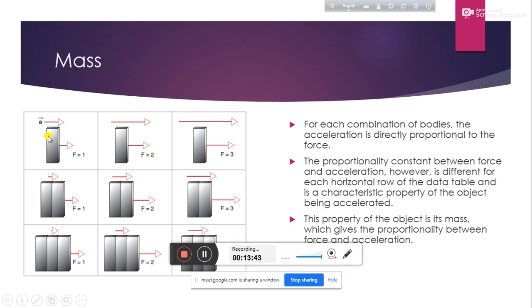But what happens if you come downward? The first thing you observe is that the number of bodies goes from 1 to 2, from 2 to 3 in count, and as they increase in count, the acceleration is becoming smaller and smaller.